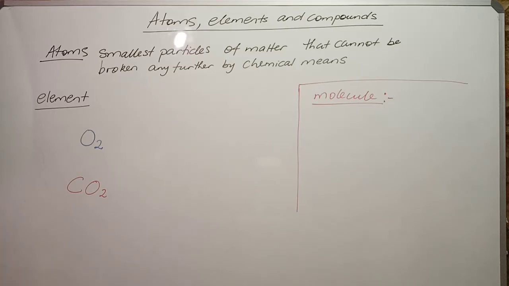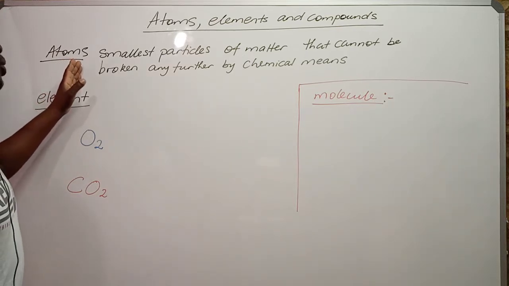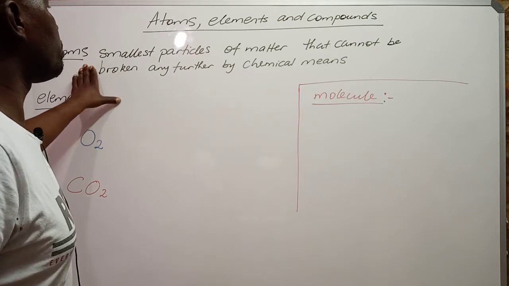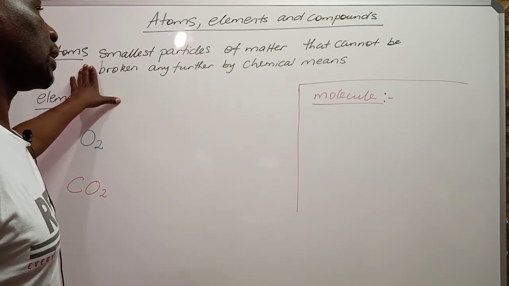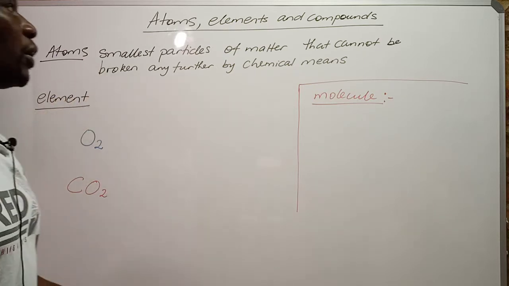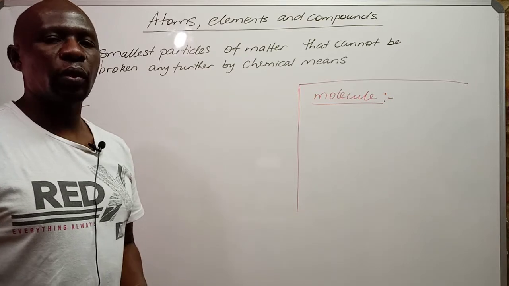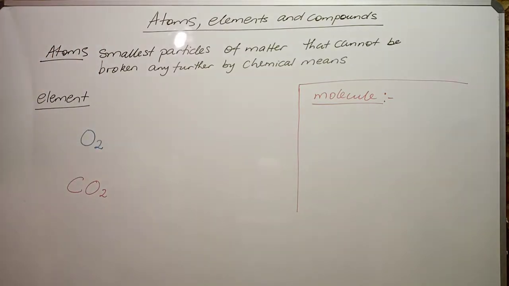In this lesson, we want to understand and be able to define atoms, elements, and compounds. So let us go on and look at the definition of an atom. The smallest possible particle of matter that we can no longer break any further by chemical means is what we call an atom.